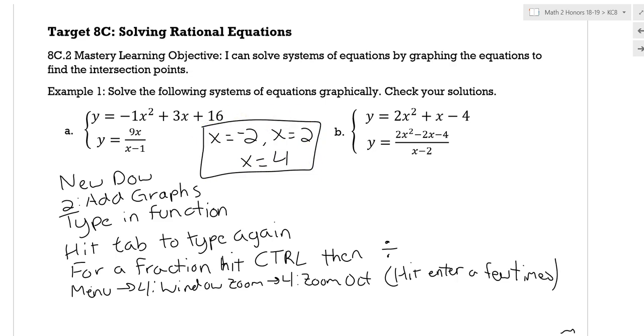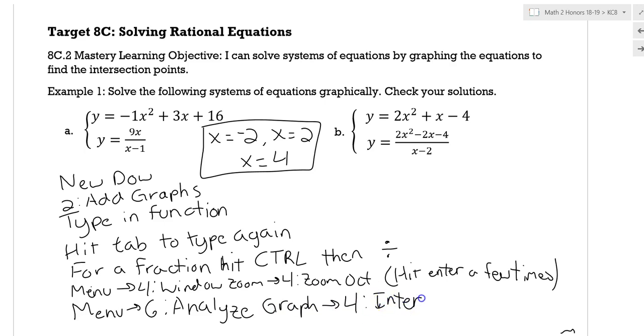So let's write down those steps. Menu. 6, which is analyze graph. And then 4 is intersection. And then it's the whole left-right thing that we're used to as with x-intercepts, our max and minimums, all of that. So x equals -2, x equals 2, and x equals 4. Okay. All right, let's do our second one.